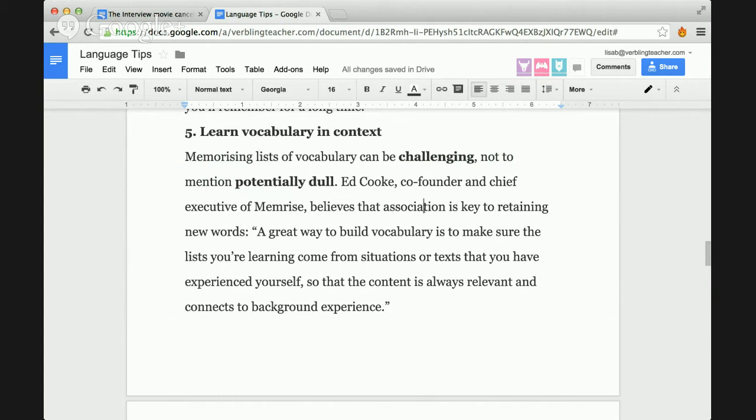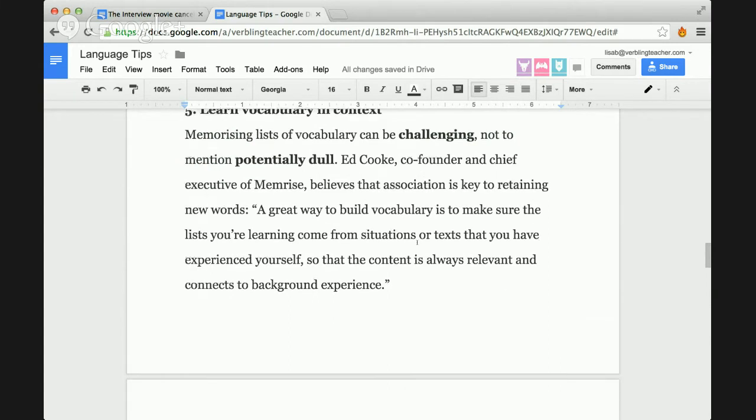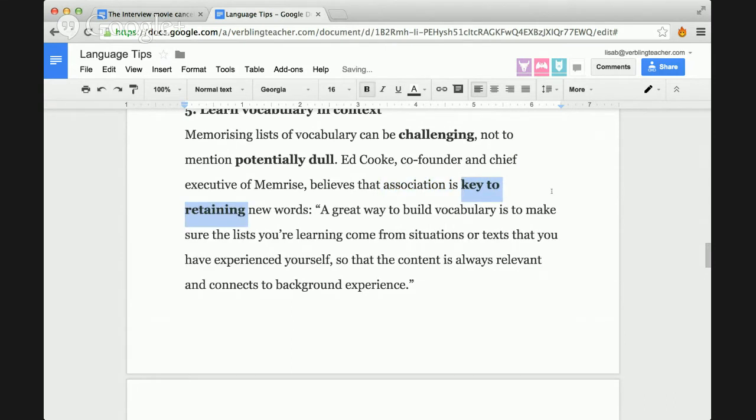Another way to do it, because it is important to learn vocabulary, that's how you can understand more and more, you want to try to associate what word you're learning with something maybe related to your own language, or a visual, like an image in your mind, something like that. And he says that is key to retaining. So key means that's important. That's an important aspect for retaining new words. So retaining means you remember them.